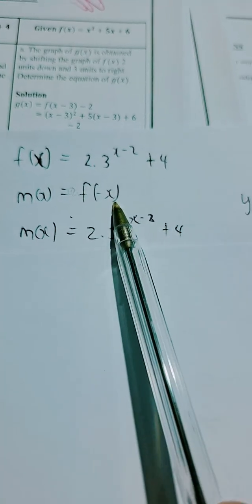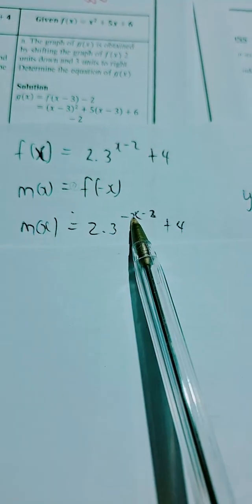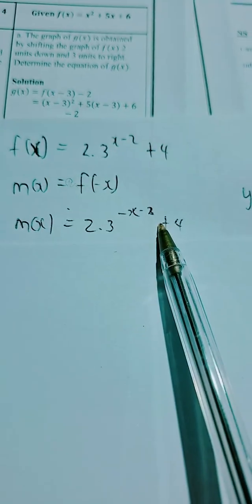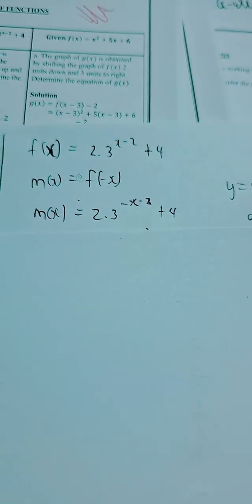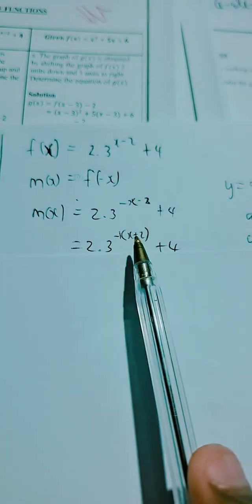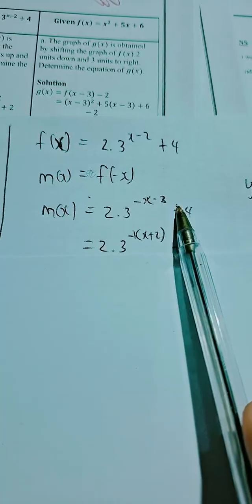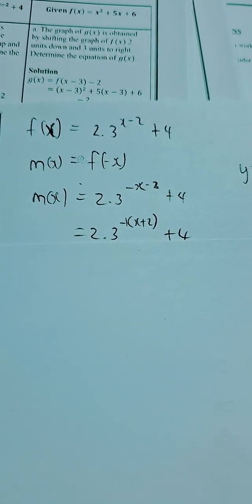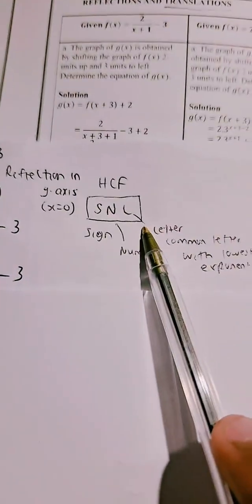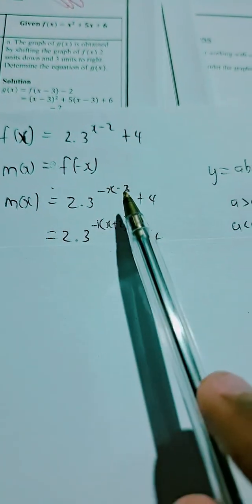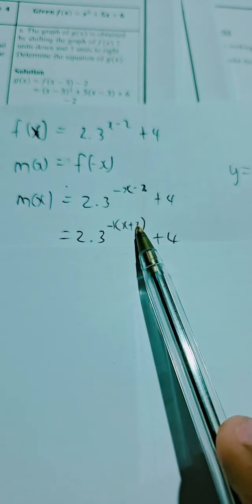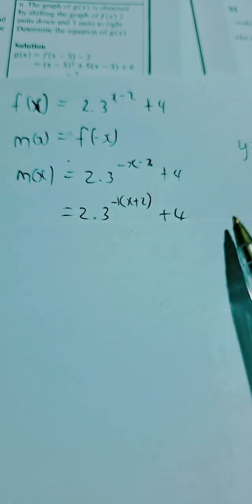There it is. You put the negative in the place of x, negative x minus the 2, which was already there. Where people will lose it is the factorization, taking out the highest common factor from negative x minus 2, which according to SNL, sign, number, letter, negative 1 you take out, you're left with x plus 2 in brackets, plus the 4.